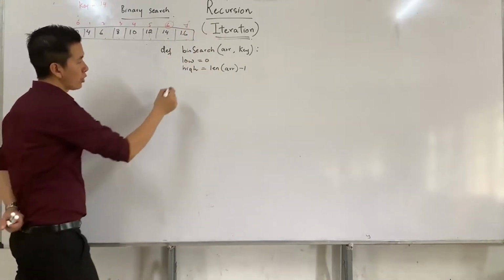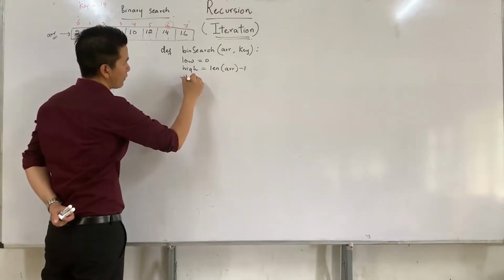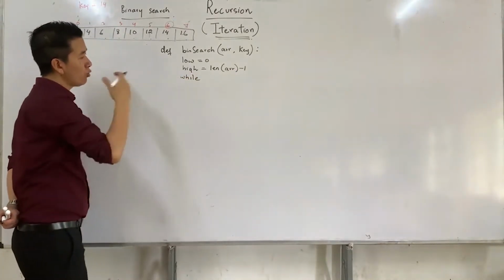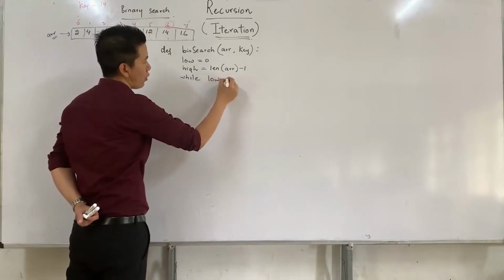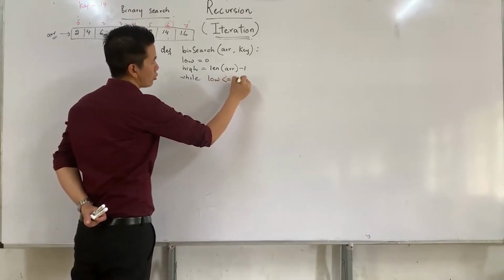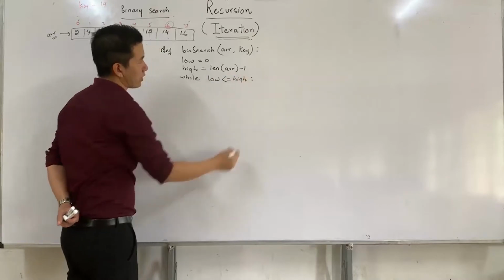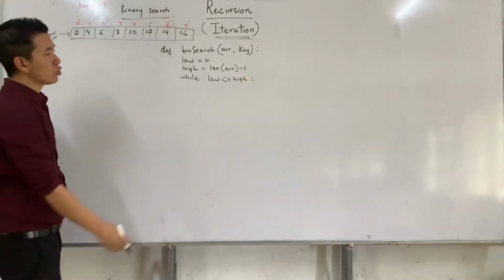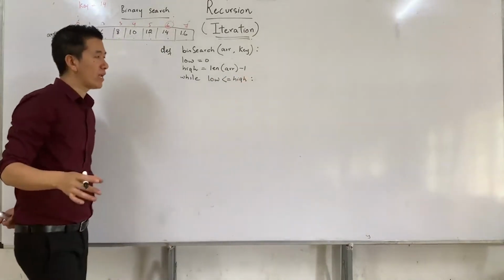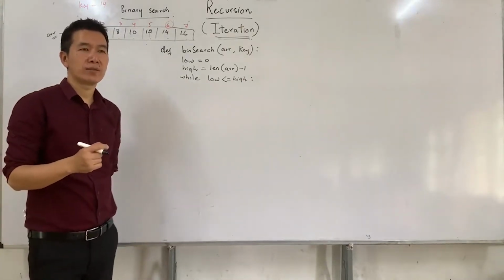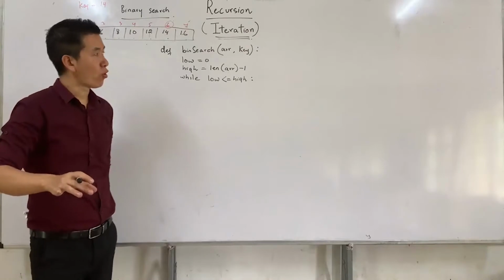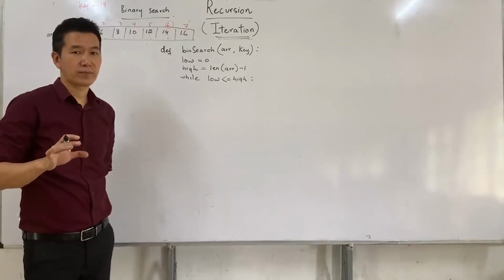Alright? So we'll now have the while condition. This loop has to continue as long as the value of low is less than or equal to high. The moment this condition becomes false, the moment the low value becomes greater than high, it means that the element to be searched for is not found in the list.